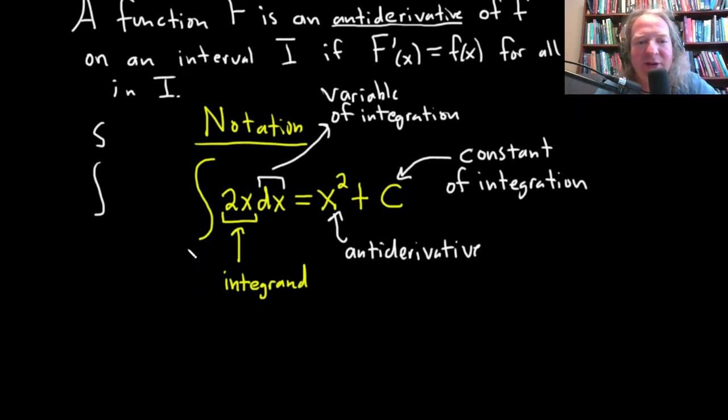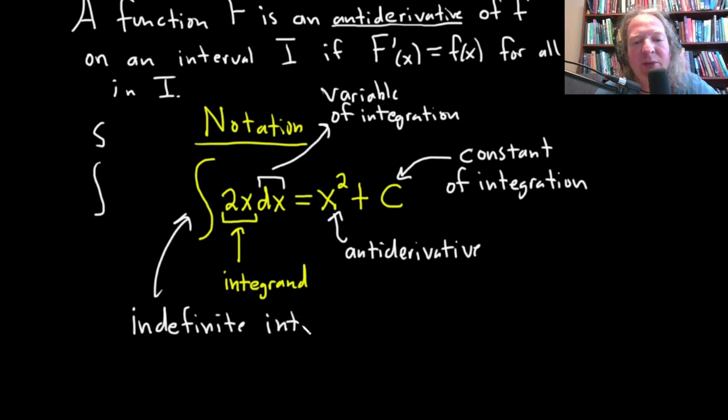So this is an indefinite integral. A natural question then comes into play. What is a definite integral? A definite integral is different. You're going to have numbers here, like you might have a 3 here and a 4 here. That's called a definite integral. Those are studied later. You have to learn about Riemann sums and some stuff like that. But for now, we're going to stick with indefinite.